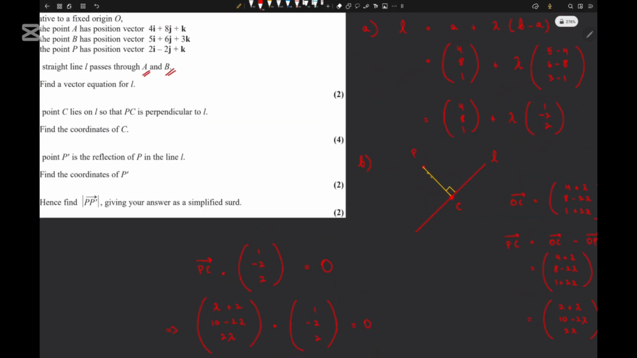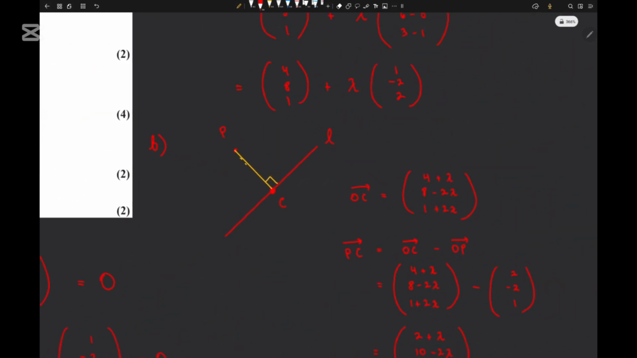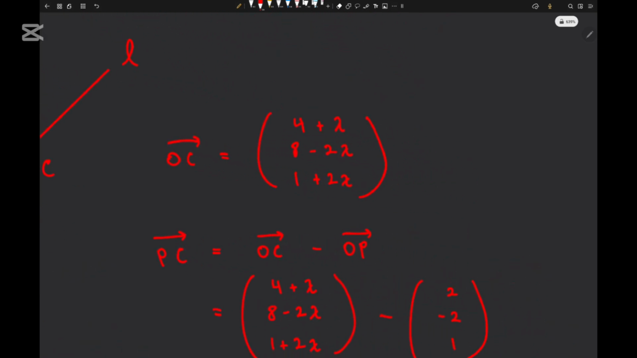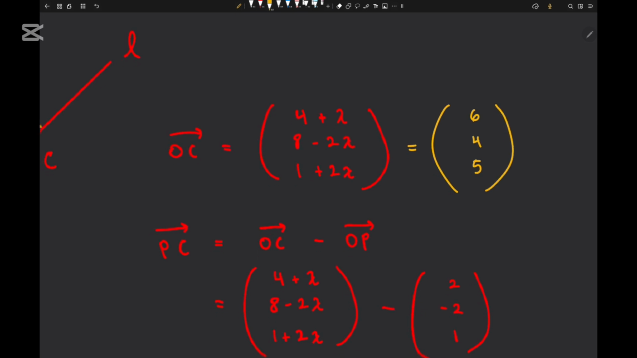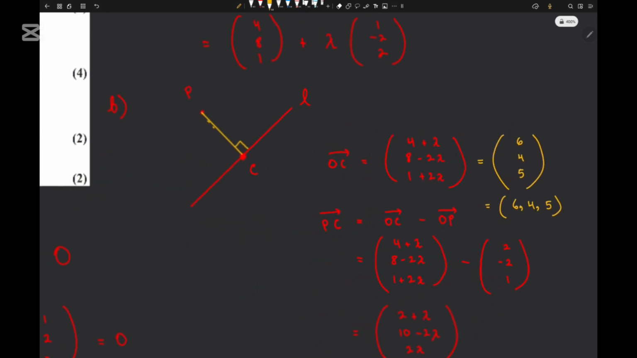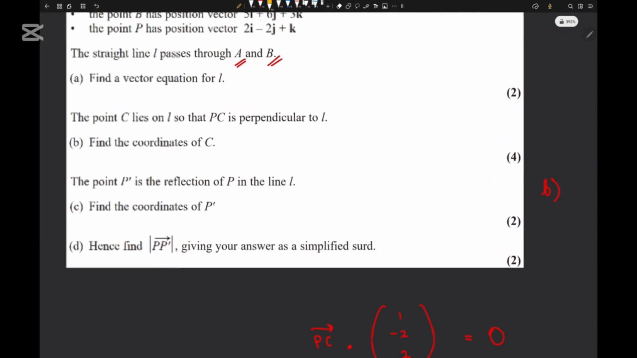Now we just need to find out the coordinates of C. We know that the OC vector is (4 plus lambda, 8 minus 2 lambda, 1 plus 2 lambda). If we substitute the value of lambda into this equation, we should get the coordinates of C. So the value of lambda is 2. So 4 plus 2 will be 6, and 8 minus 4 will be 4, and 1 plus 4 will be 5. So the coordinates of C can be written as (6, 4, 5). So this is the answer to part B.